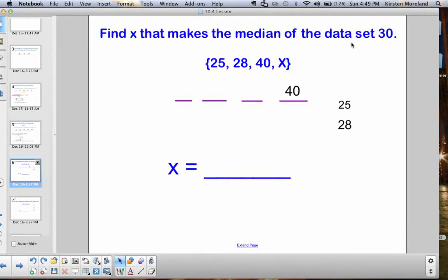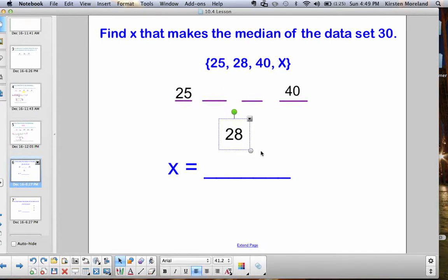Okay, we want to have a median of 30. So 25 has to be my smallest because 25 and 28 don't give me a median of 30. 28 is still smaller than my median. So what I'm thinking here is 30 should really be right here. But I can't have it be in my data set because I have an even number. Remember, when I'm finding the median and I have an even number, it's between the 2 middle ones. So these are my 2 middle ones, 28 and some number here.